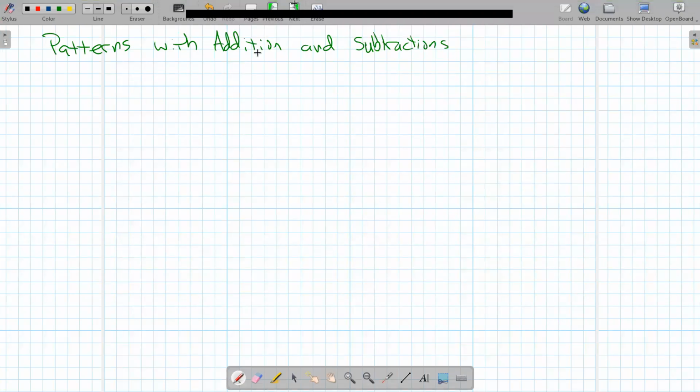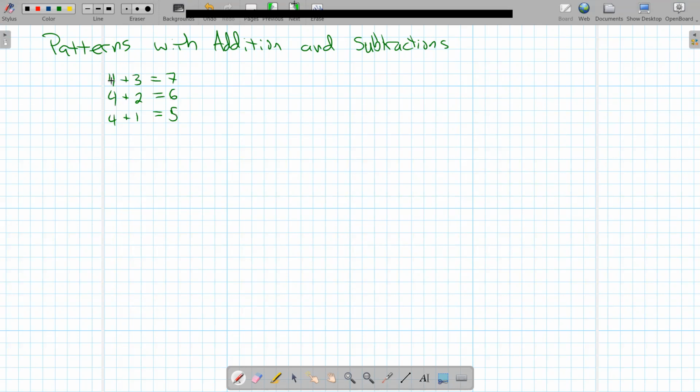So patterns with addition and subtraction, that's just listing a sequence of addition problems that have a definite pattern to them. For example, I might start with something like 4 plus 3 is equal to 7. And I'm going to leave the 4 there, but this time I'll add a 2 and I'll get 6. And then 4 plus 1 is equal to 5.